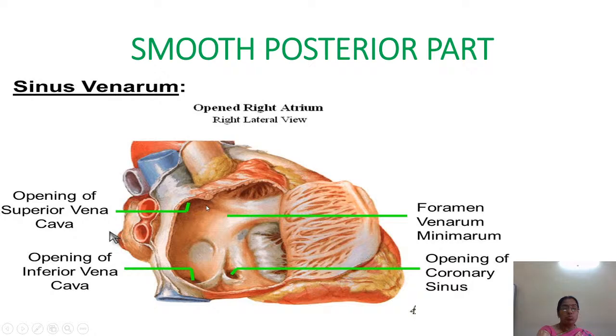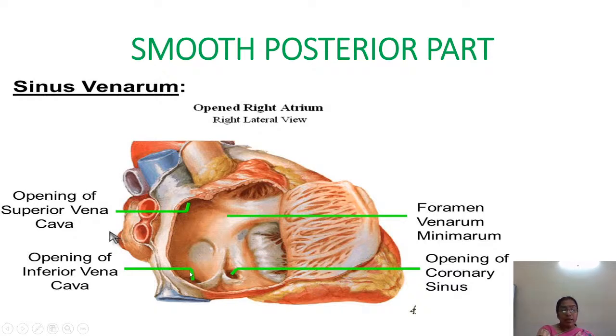So this whole is a smooth part. This is a rough part. The smooth part of the right atrium has an opening of the superior vena cava above, which is guarded by a valve, the valve of Lower at the early stage.